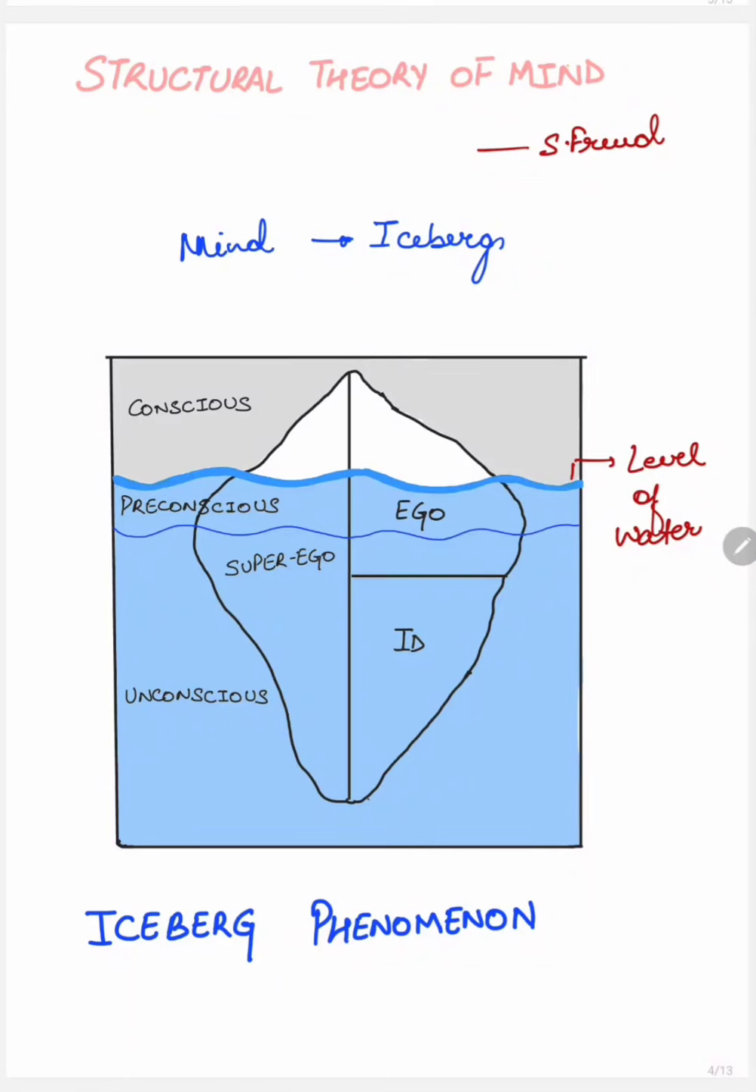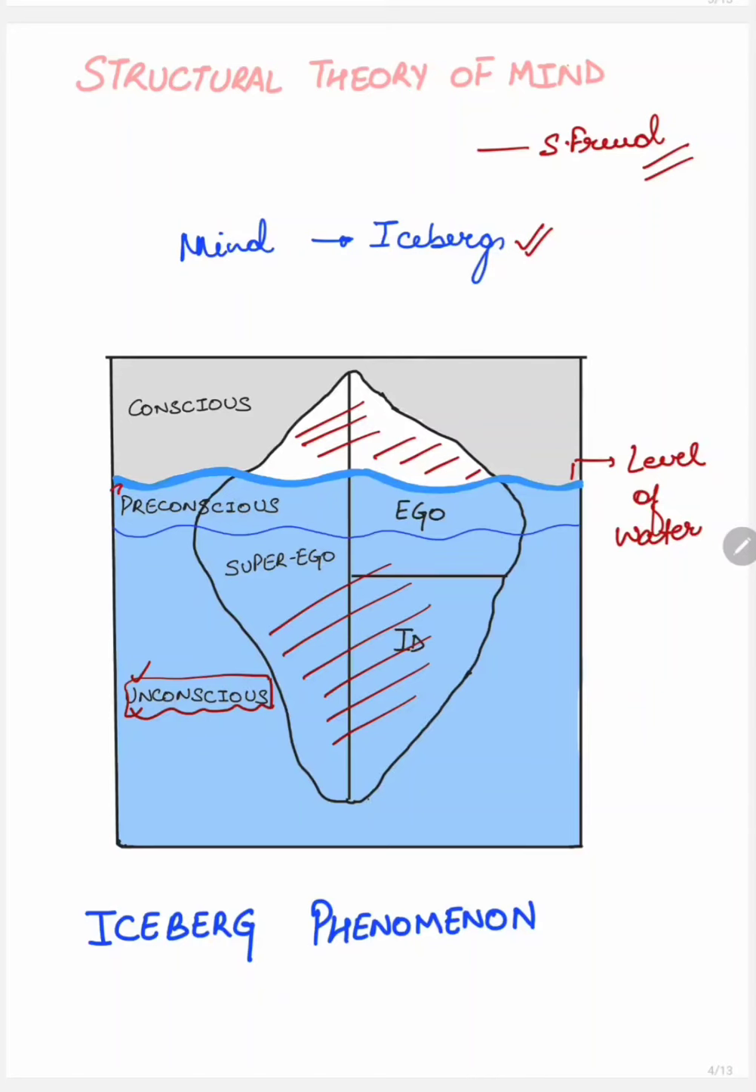Now the structural theory of mind, which was given by Sigmund Freud. Freud compared the human mind with an iceberg. The part of the iceberg above the surface of the water was considered the conscious level of our mind. But the broad base below the level of water was considered the unconscious level of our mind. And the preconscious level was nearer to the level of water, as the memories present in our preconscious level can be easily recalled and brought into our consciousness, at the conscious level of our mind.